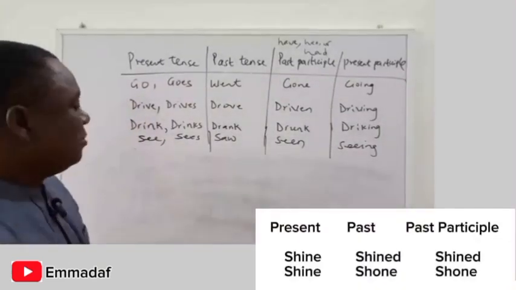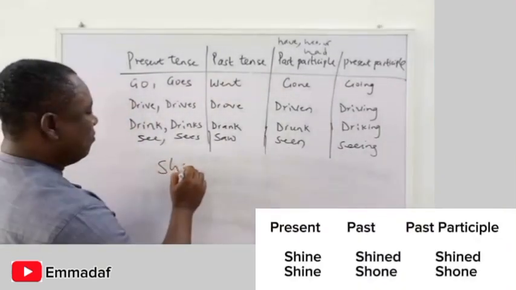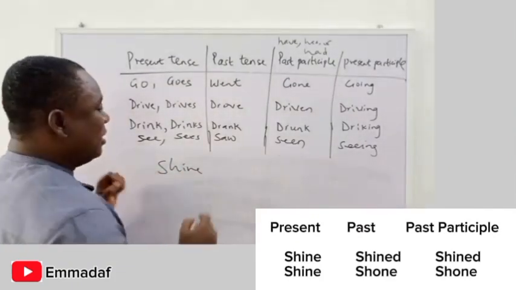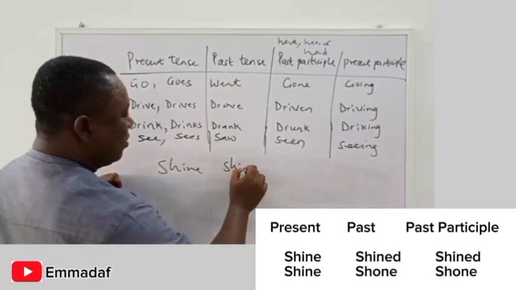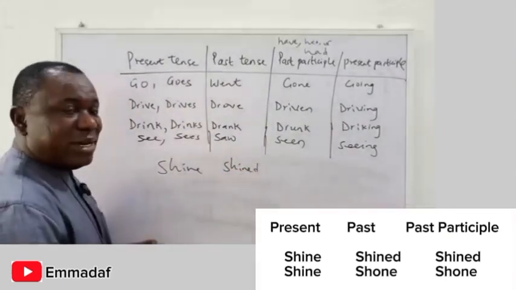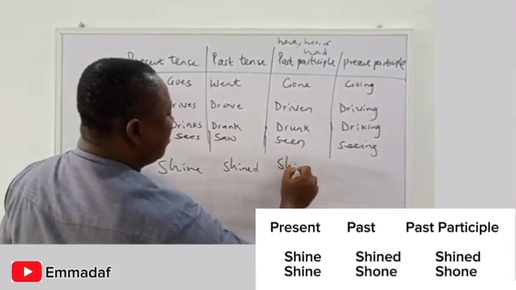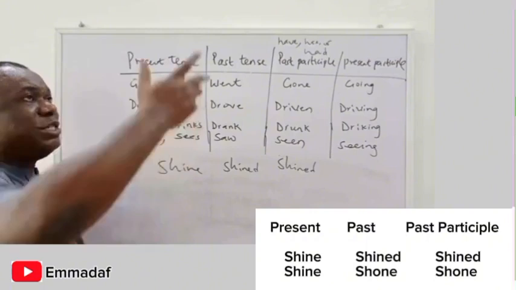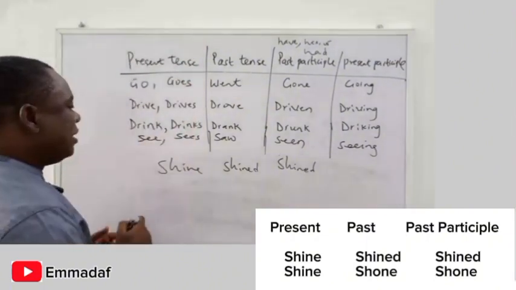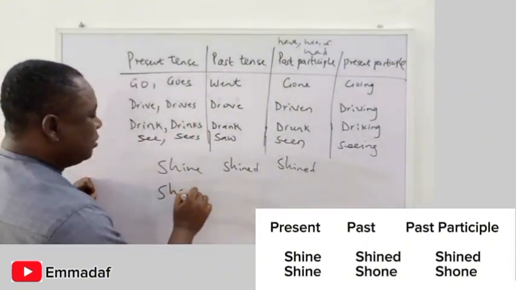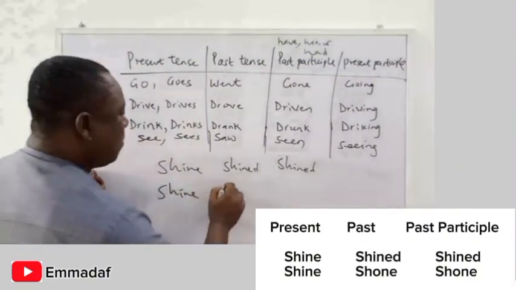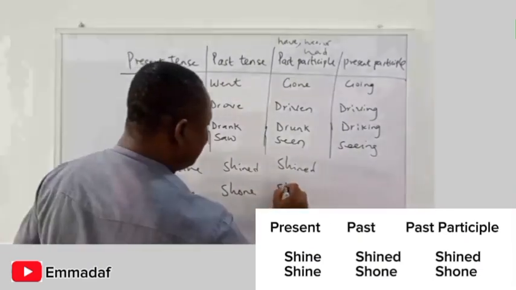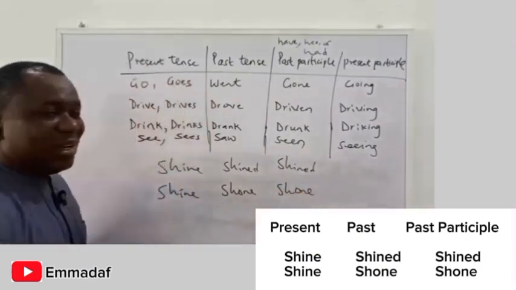And one final distinction: shine. Every day, I shine my shoe. Yesterday, I shined my shoe. I have already shined my shoe. Now, if it has to do with the sun giving light, every day the sun shines. Yesterday, the sun shone. The sun has shone.